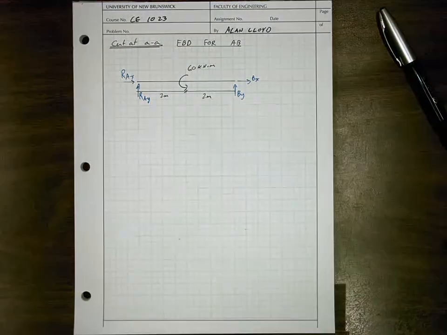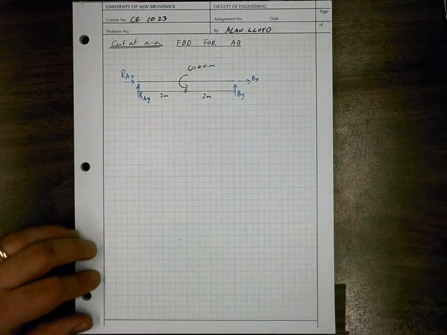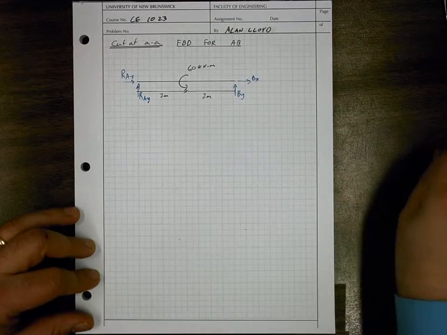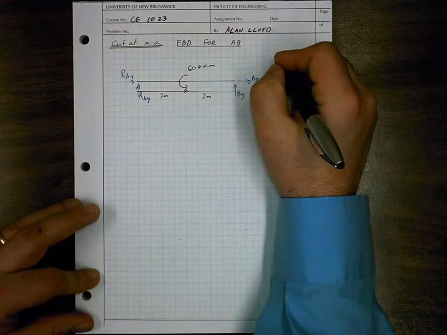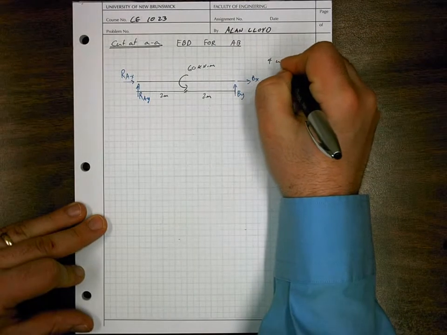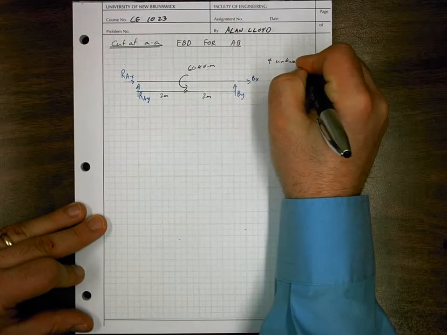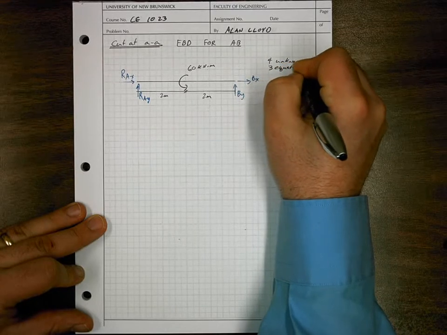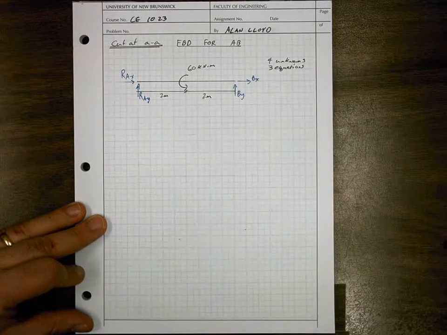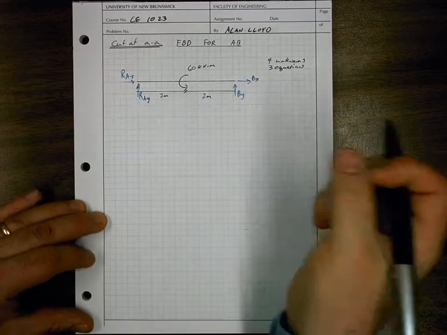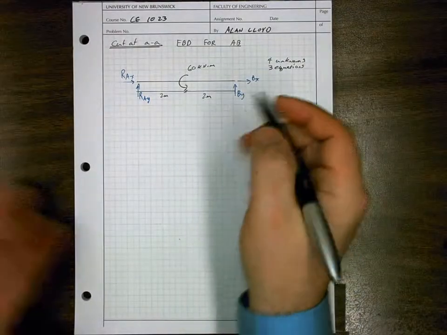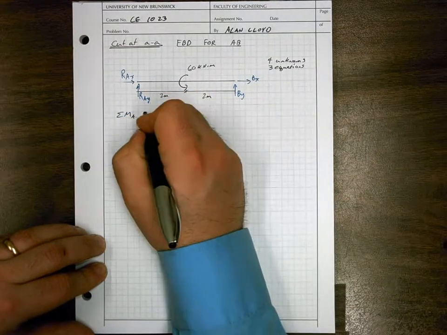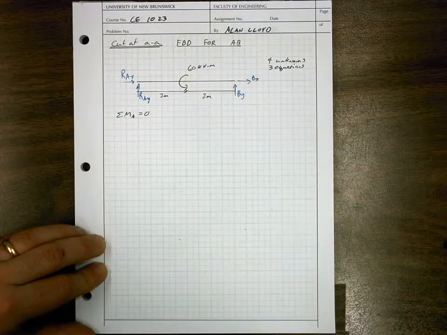So at this point we can go ahead and try and solve what we can. We'll see here that we still have 4 unknowns and only 3 equations. Now this means that we won't be able to solve everything, but we can solve for some of it. So first let's take the sum of moments about location A and set that equal to 0.